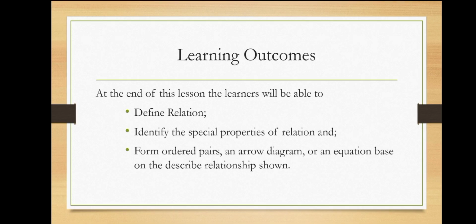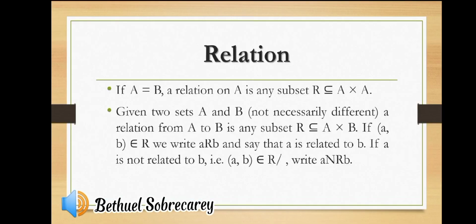At the end of this lesson, the learners will be able to: first, define relation; second, identify the special properties of relation; and third, form ordered pairs, an arrow diagram, or an equation based on the described relationship shown. What is relation? It is a subset of A times B. This means that it has two elements.